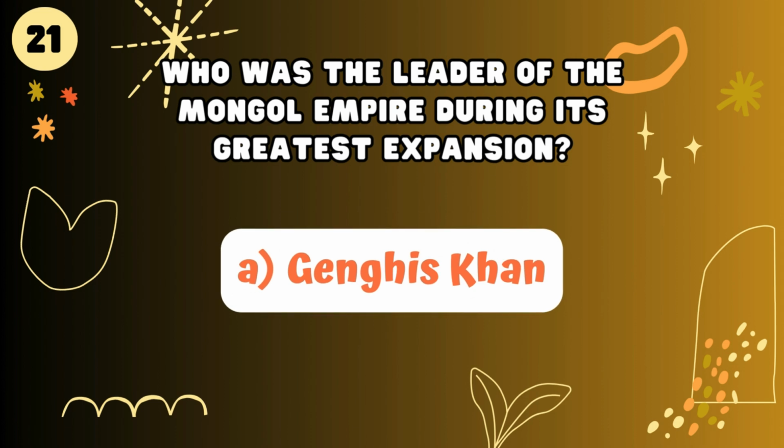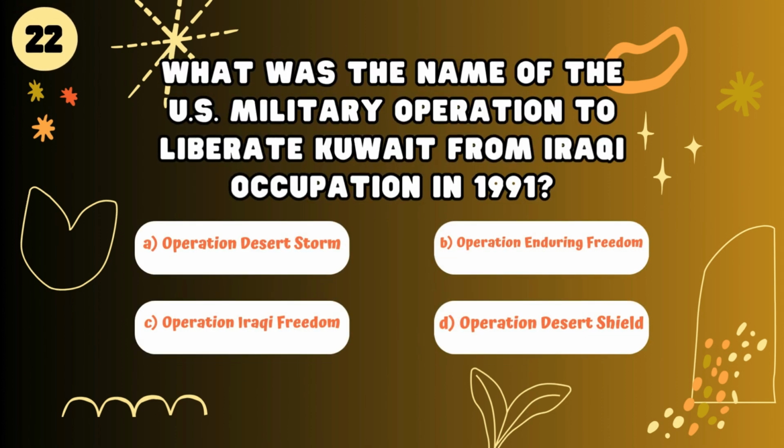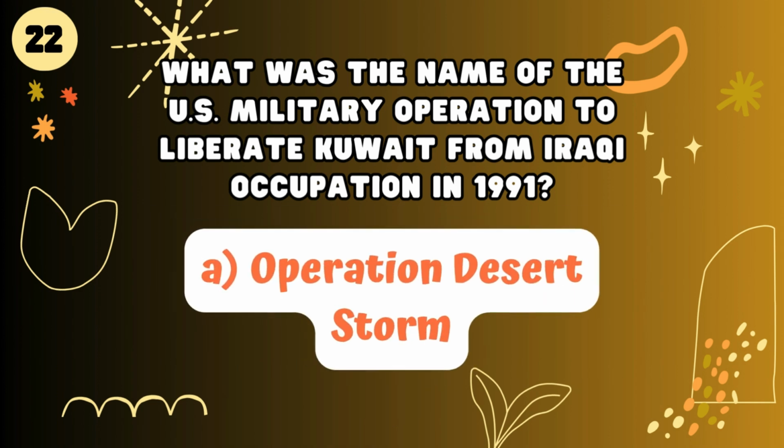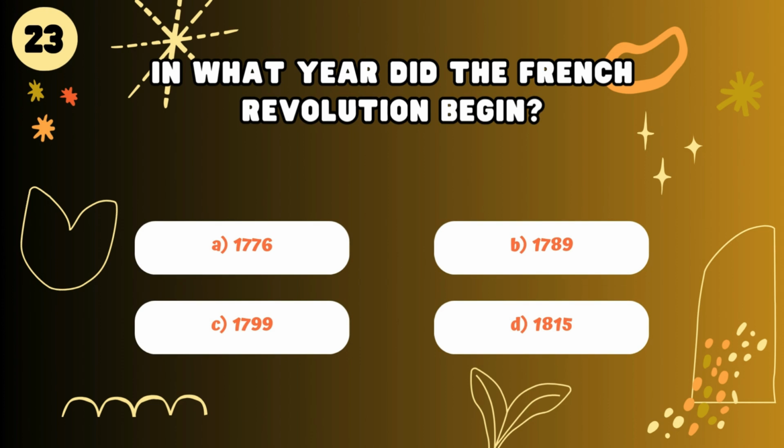Answer: Genghis Khan. What was the name of the U.S. military operation to liberate Kuwait from Iraqi occupation in 1991? Operation Desert Storm, Operation Enduring Freedom, Operation Iraqi Freedom, Operation Desert Shield. Answer: Operation Desert Storm. In what year did the French Revolution begin?